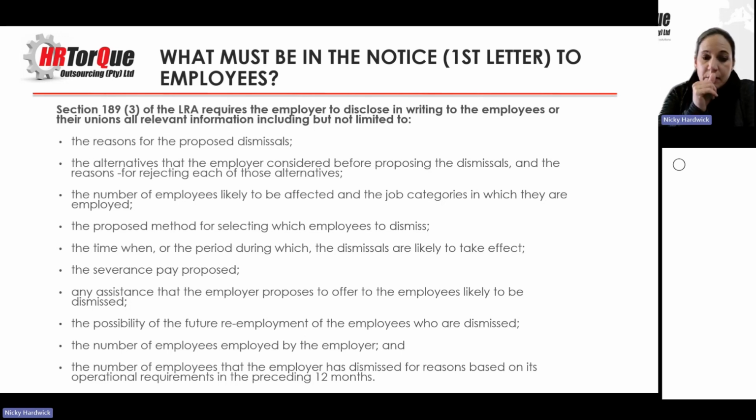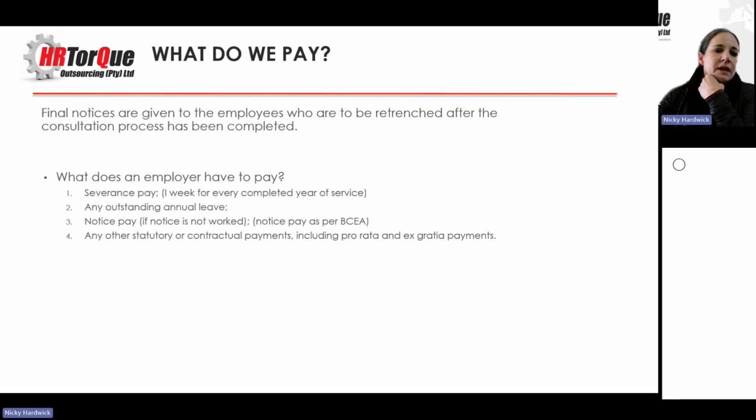You also have to say the number of employees that are employed by the employer. This is to decide whether it's large or small scale retrenchments, and then how many people were retrenched, or at least dismissed for operational requirements, in the preceding 12 months. So that is really to try and understand, is it large or small scale? Okay. What do we pay?